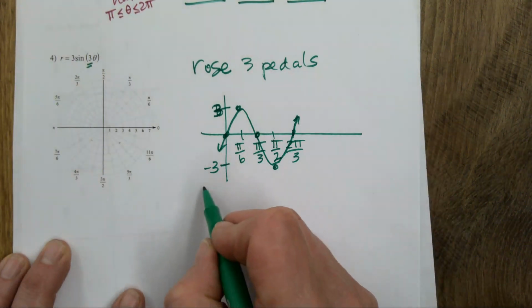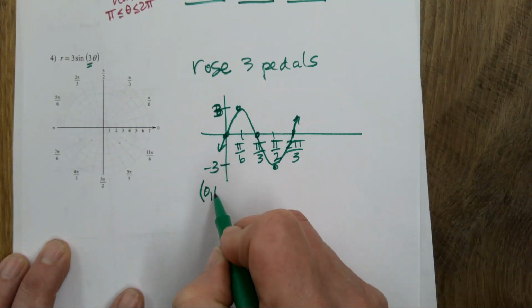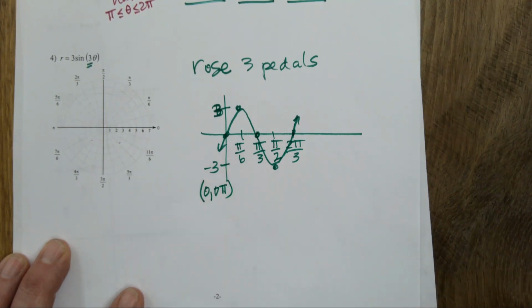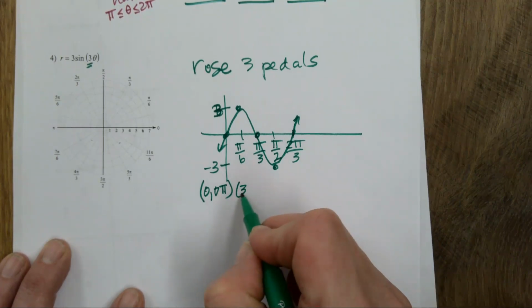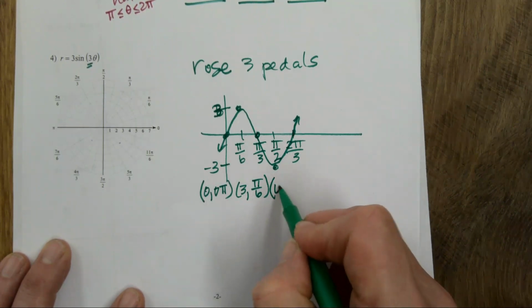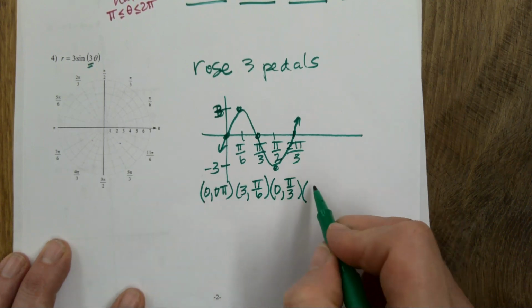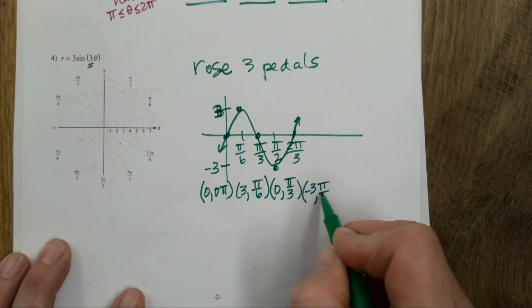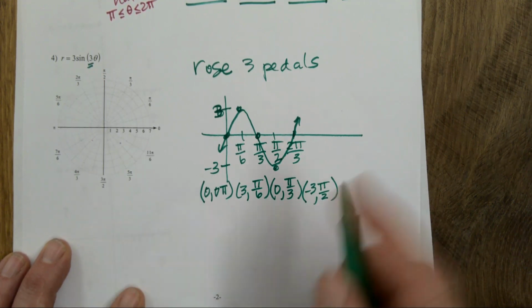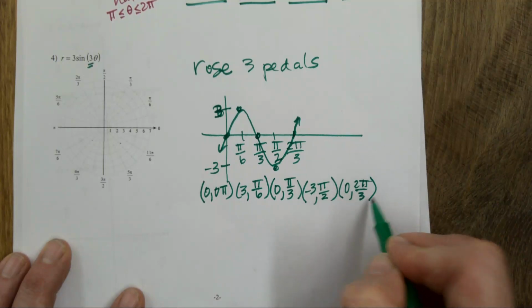So my first point is 0 radius at 0 pi. Radius of 3 at pi over 6. Radius of 0 at pi over 3. Radius of negative 3 at pi over 2. Radius of 0 at 2 pi over 3 again.